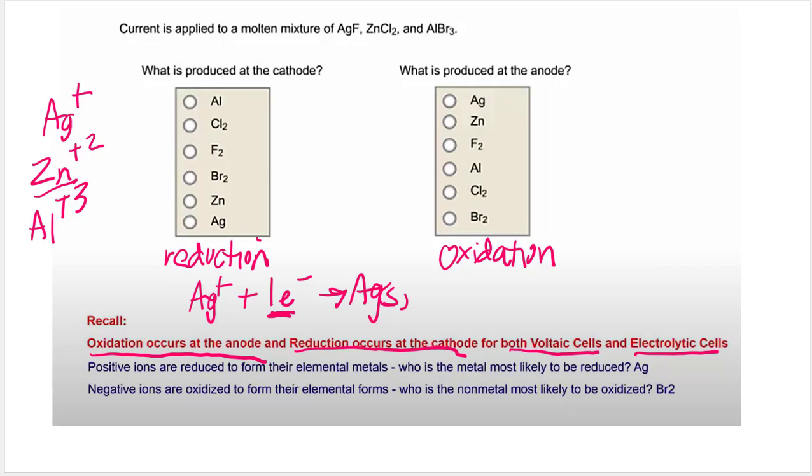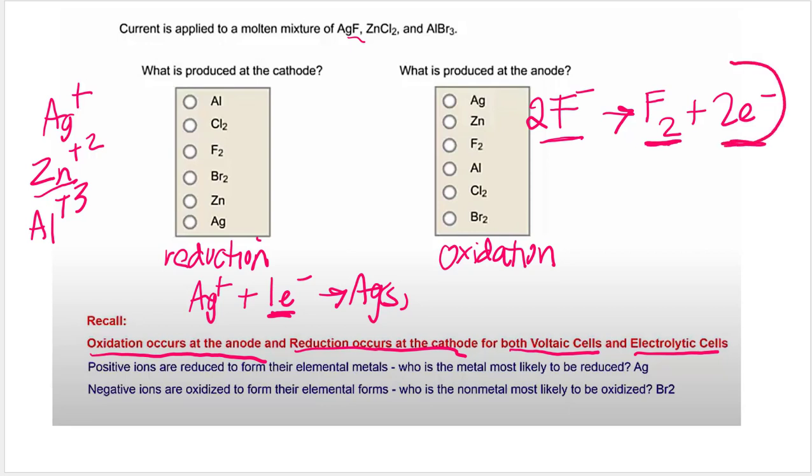And then what's happening over here at the anode, for example, our fluoride ion to get to its elemental form of F2, so that would mean 2 of those, and we would need 2 electrons that it would be losing. And the same would be true for the chloride and the bromide, going from its ion form to its elemental or molecular form, it's losing those electrons. Oxidation is losing electrons, so they would be on the right side. So the positives for the cathode, and the negatives, fluorides, chlorides, bromides at the anode.